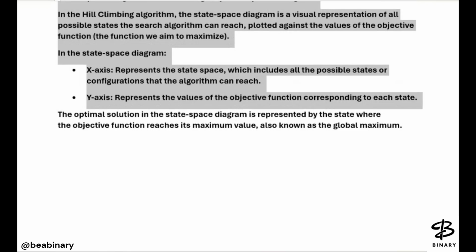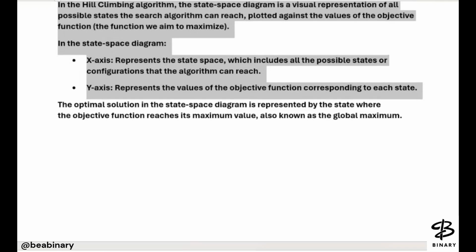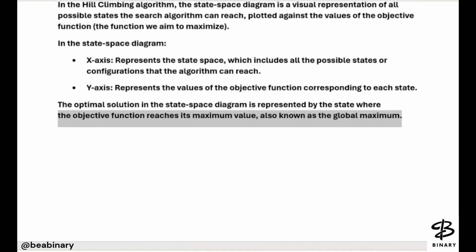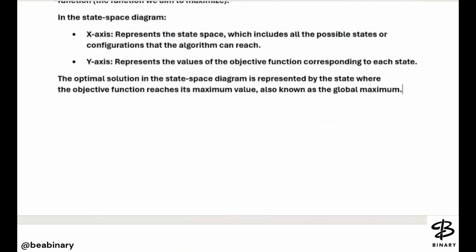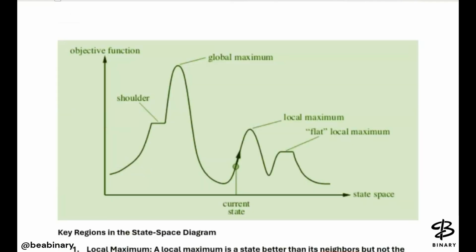The x-axis represents the state space, which includes all the possible states or configurations that the algorithm can reach, and the y-axis represents the value of the objective function corresponding to each state. And the optimal solution in the state space diagram is represented by the state where the objective function reaches its maximum value, also known as the global maximum. So this we have discussed, right?